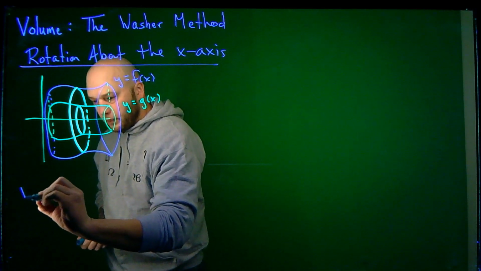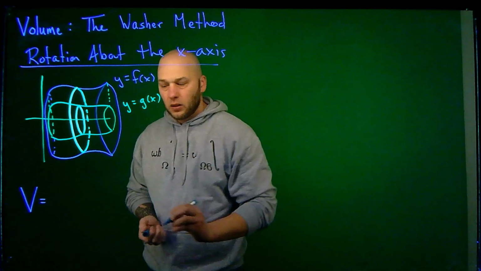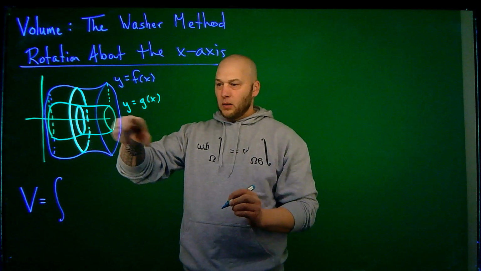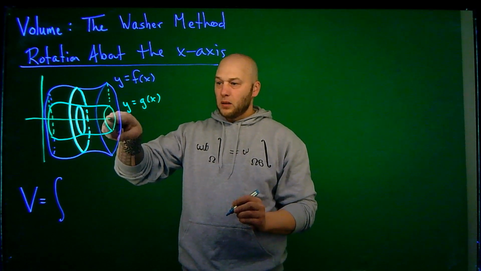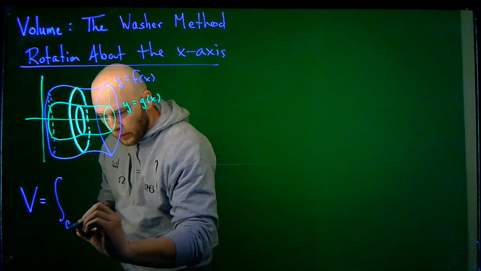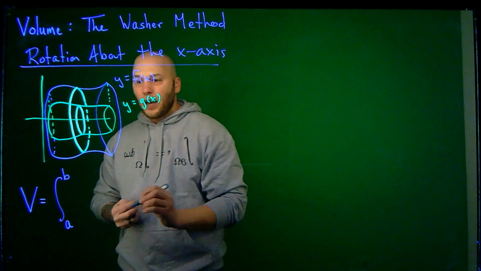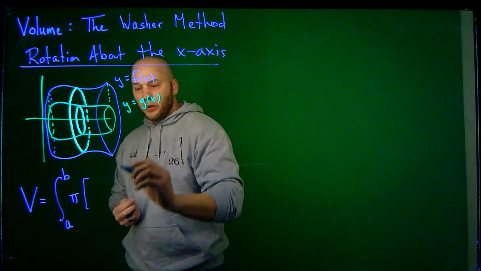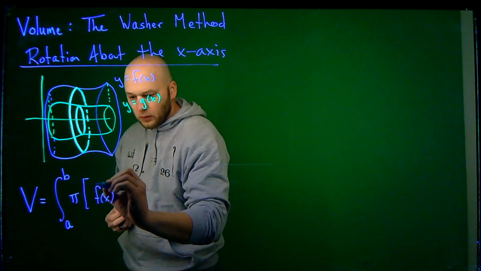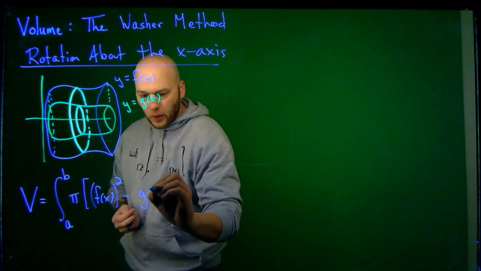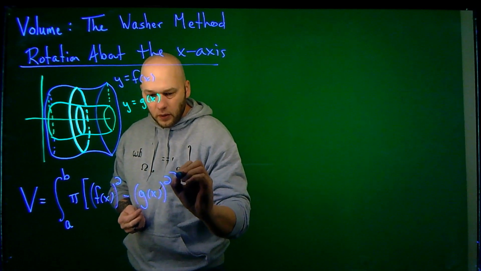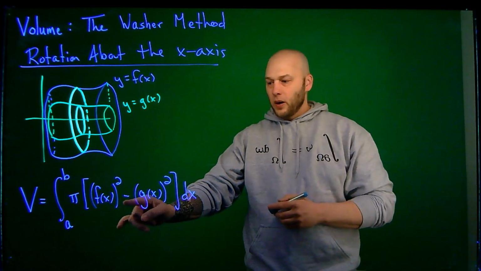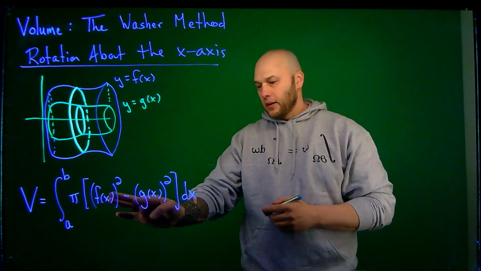The volume of this three-dimensional object is going to be the integral. Remember, I didn't write it in there because I didn't want it to look too messy, but the idea is if I go from a to b on the x-axis, that's going to give me limits of integration from a to b, and then it will be pi times the outermost function squared minus the innermost function squared, and then dx.